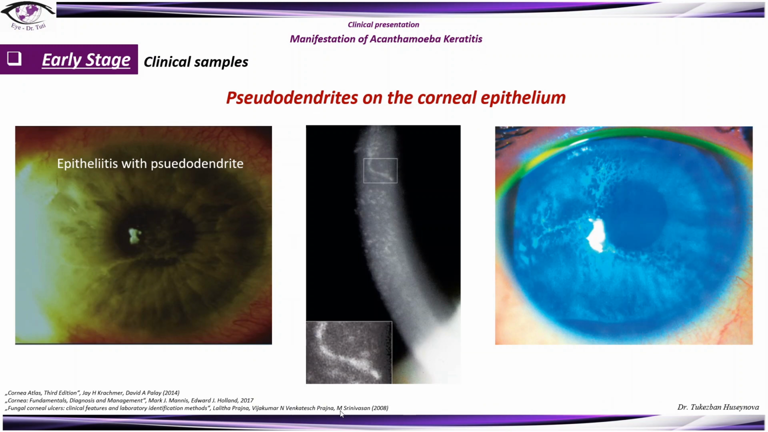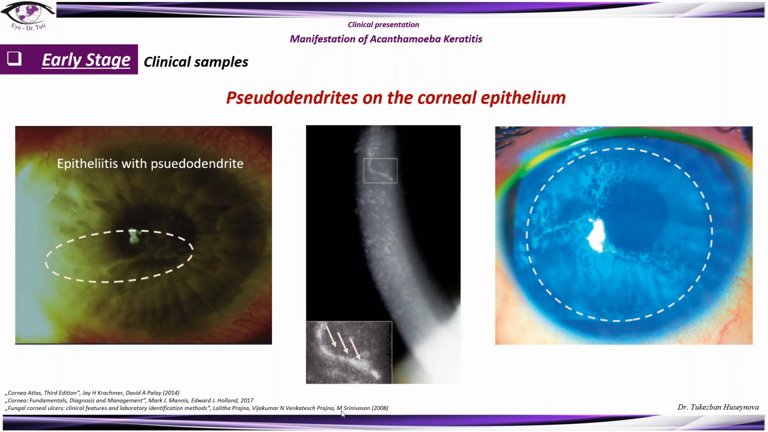Here we can see a few clinical samples of pseudodendrites of the corneal epithelium at early stage. At the first photo, the patient was diagnosed with Acanthamoeba keratitis 2 weeks after the onset of symptoms. In the earliest stage, we can see here a diffuse epitheliopathy with multiple intraepithelial linear infiltrates, and these linear infiltrates form a dendritic pattern. And on the third photo, we can see here fluorescein staining, which shows a dendritic pattern similar to herpes simplex keratitis.